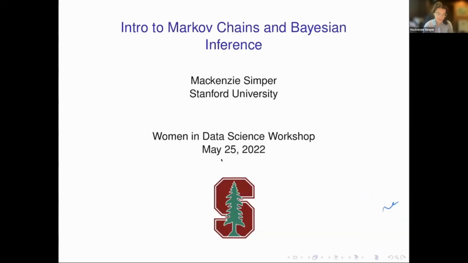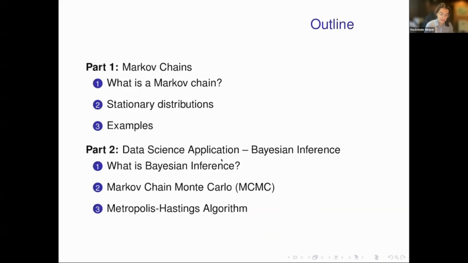Hi, everyone. I'm Mackenzie. I'm going to talk about Markov chains, just a very high-level introduction, more on the theoretical side, defining what Markov chains are, and then show one specific application relevant to data science, which is in Bayesian inference. If you've never heard about Bayesian inference, don't worry, I will describe how it works a little bit and talk about Markov chain Monte Carlo, which is where Markov chains come in and why they're very important and useful. And also talk about the Metropolis Hastings algorithm for Markov chains.